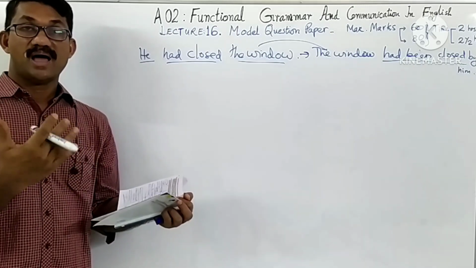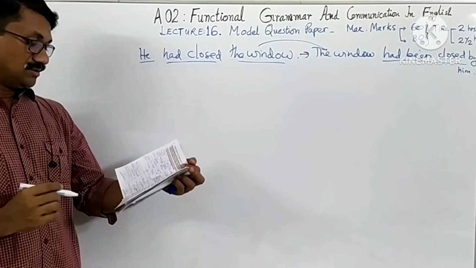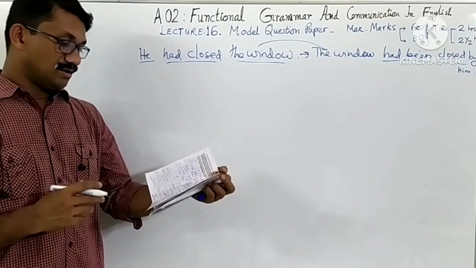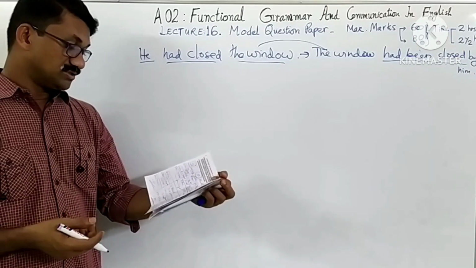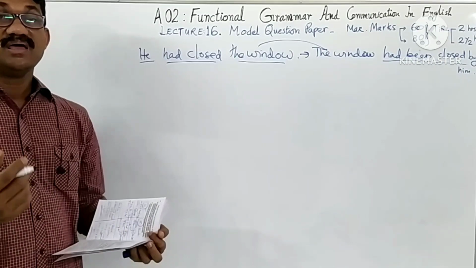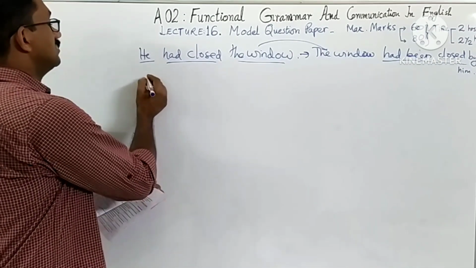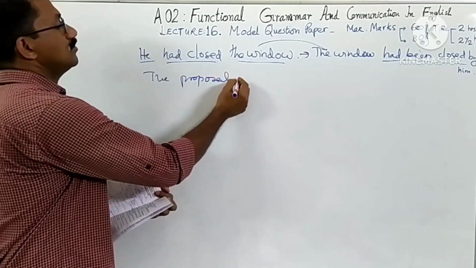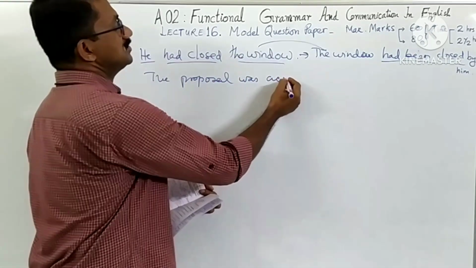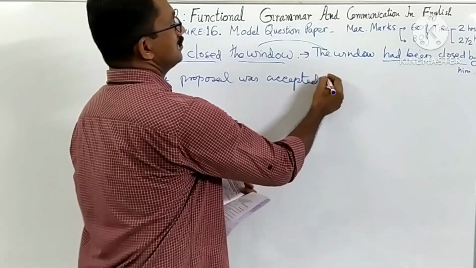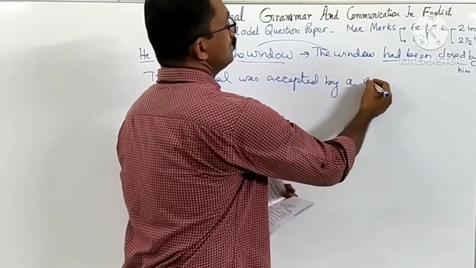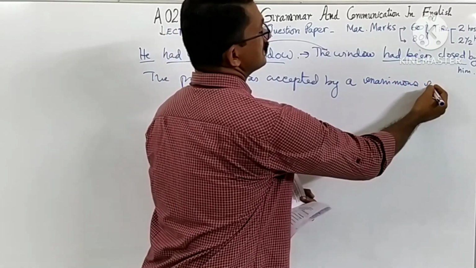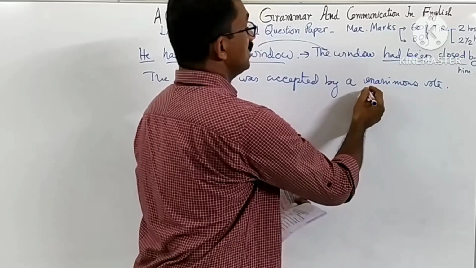Next question. Next question is use an appropriate article. Articles are a and the. Here the proposal was accepted by a dash unanimous vote. The proposal was accepted by a unanimous vote.